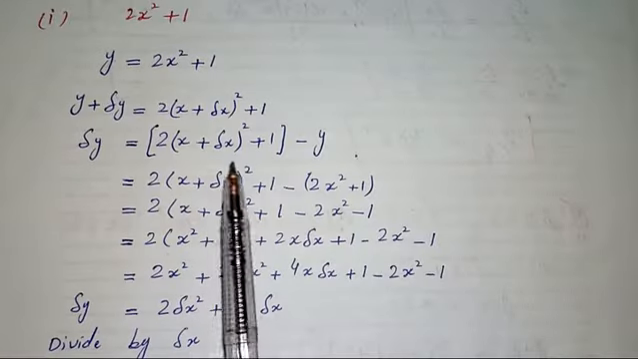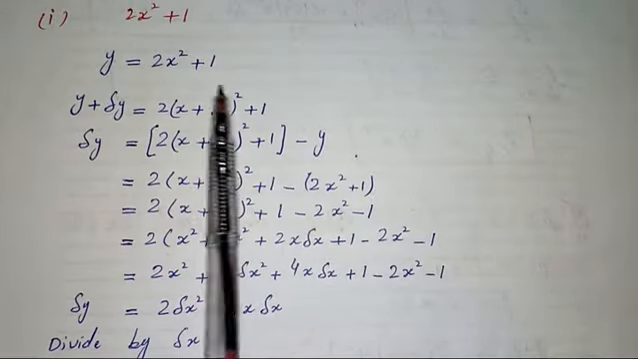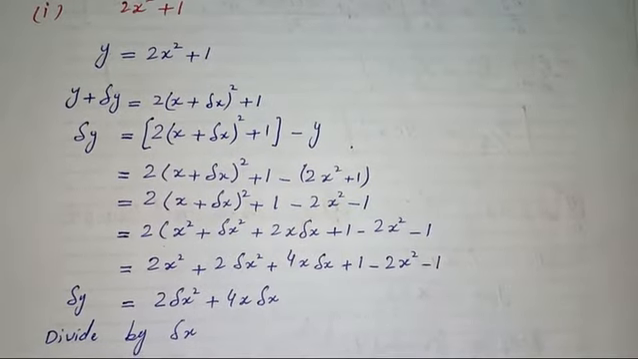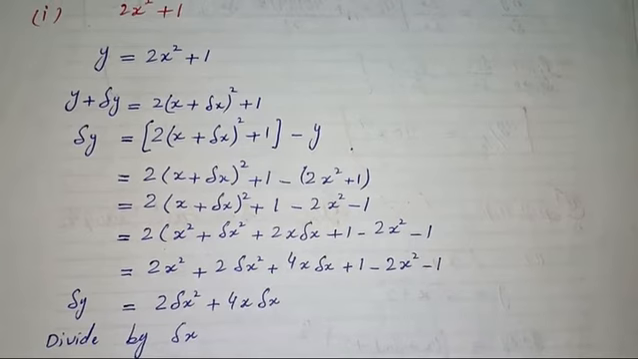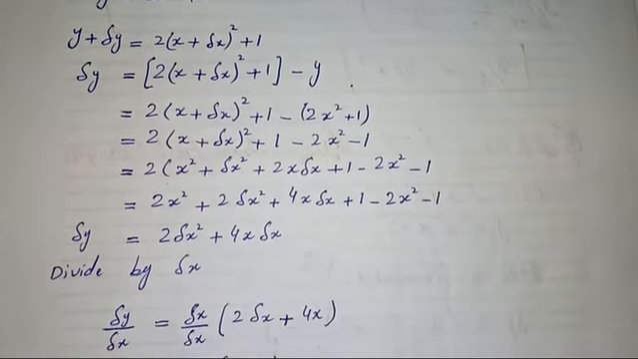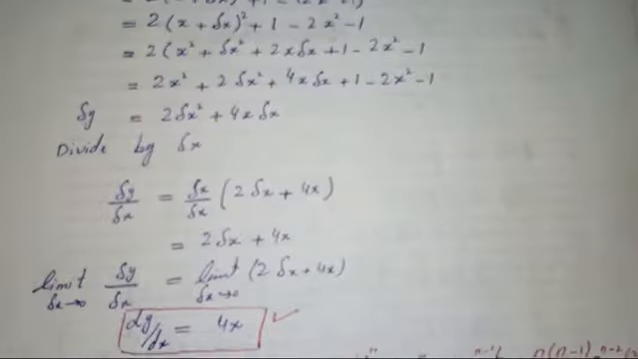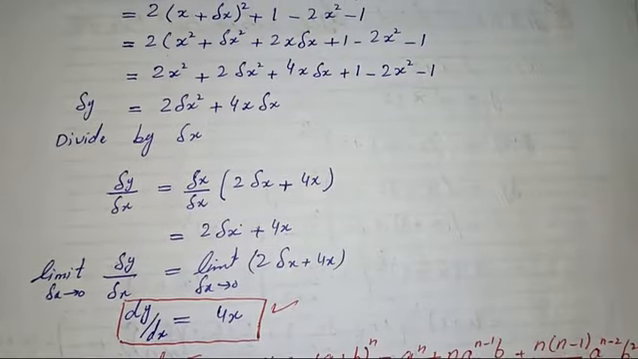After that, we have solved different parts of the exercise, just like 2x square plus 1, by following 4 steps. First, equal to y, secondly delta function added on both sides, and after that divided by delta x, and finally we have applied the limit and calculated the required derivative.